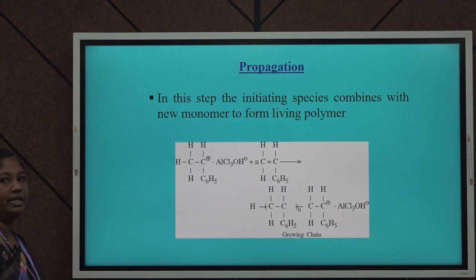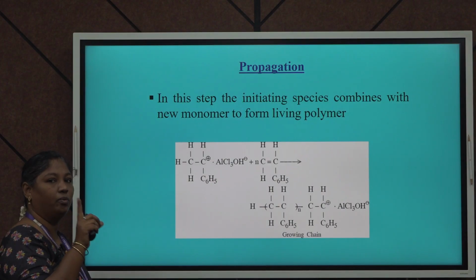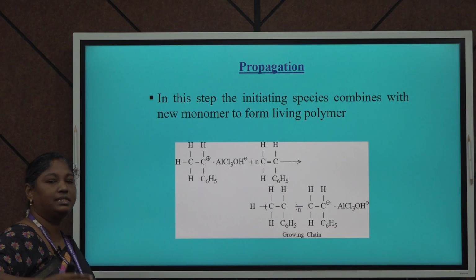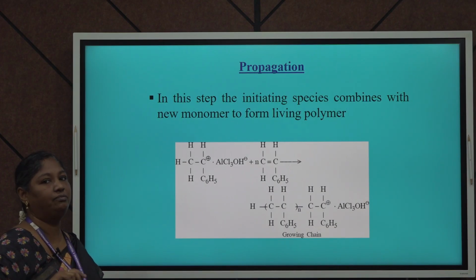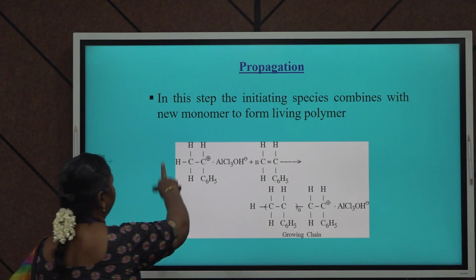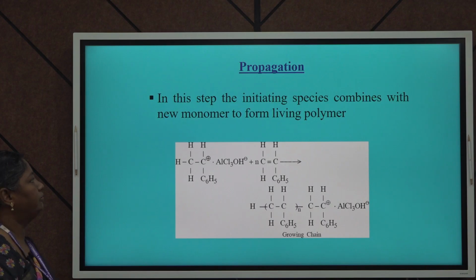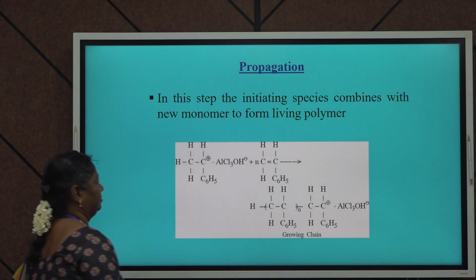The next is the propagation. The propagation is the chain growth of the polymer. The initiating species reacts with only one monomer, whereas in the propagation step multiple monomers start to react to form a longer chain polymer, or a living polymer. In this step the initiating species combines with new monomers to form a living polymer, or we can also call it a growing chain polymer.